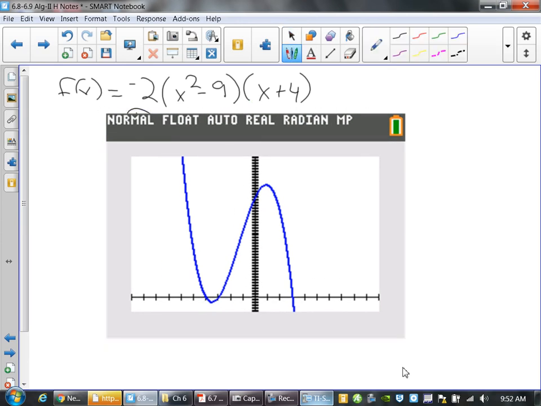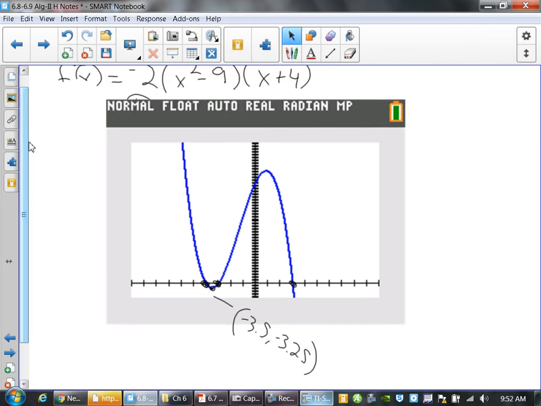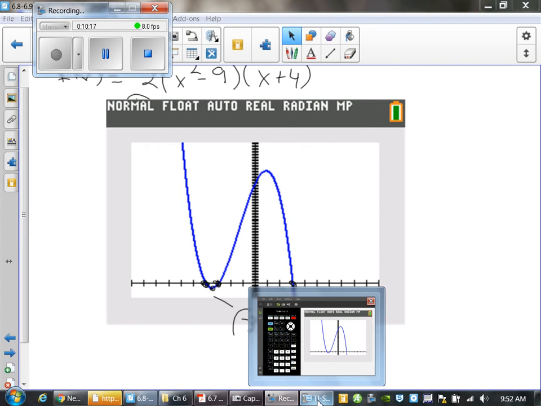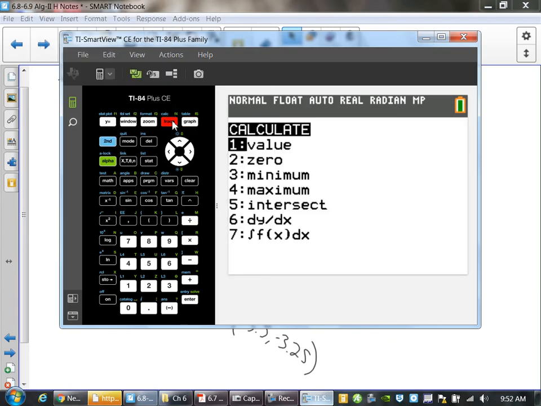So we knew our zeros were at -4, -3, and +3. Where was my relative minimum? -3.5? Minimum. Don't hit trace, it's going to be off. Don't hit trace, hit second trace, then calculate for the minimum. Oh, I'm sorry, I thought you were just hitting the trace button. Okay, yeah, second trace to go to that.